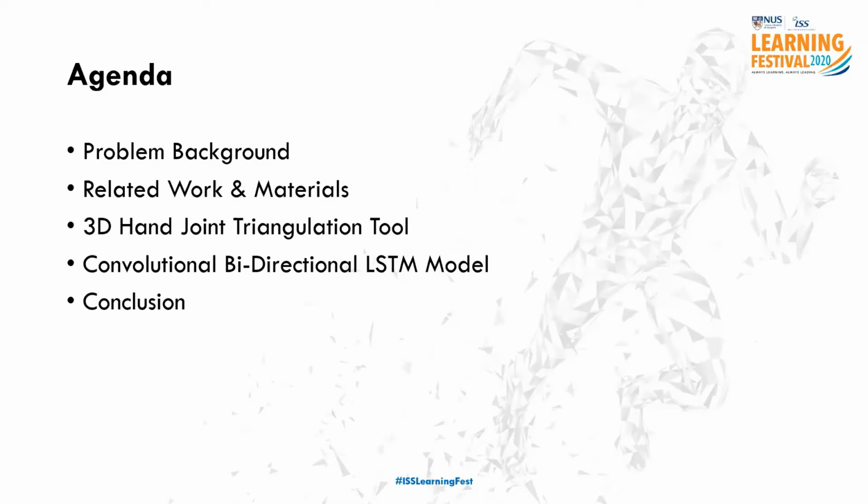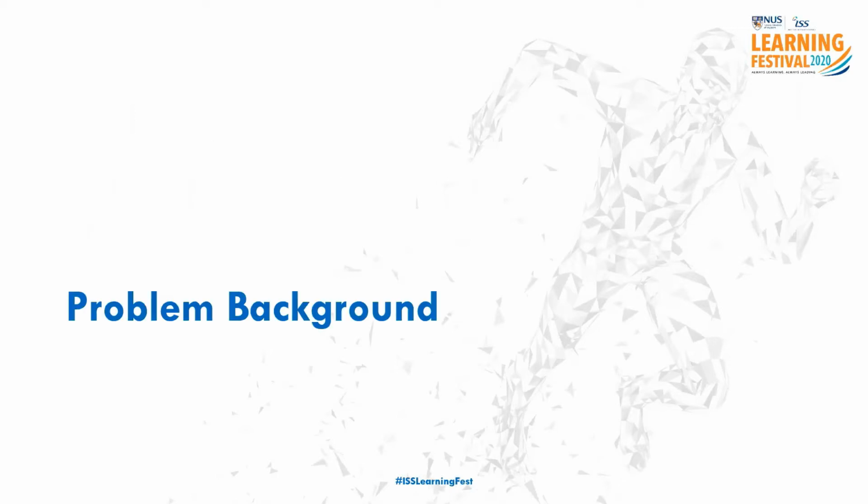These are the topics that I'll be going through with you today. First, I will give you an overview of the problem background, as well as some related work and materials. Then I will move on to the 3D hand joint triangulation tool, as well as the Convolutional Bidirectional LSTM model that we have developed for this project. So first of all, I'll give you an overview of the problem background, as well as an introduction to the project.